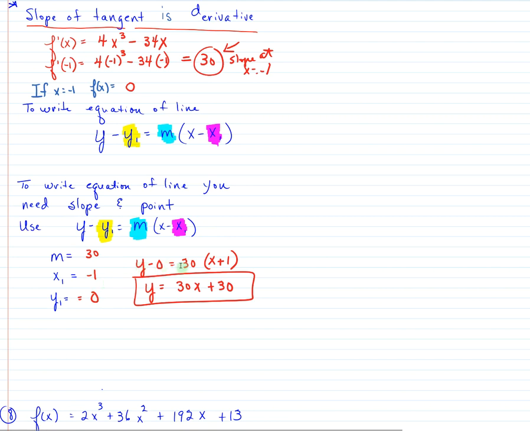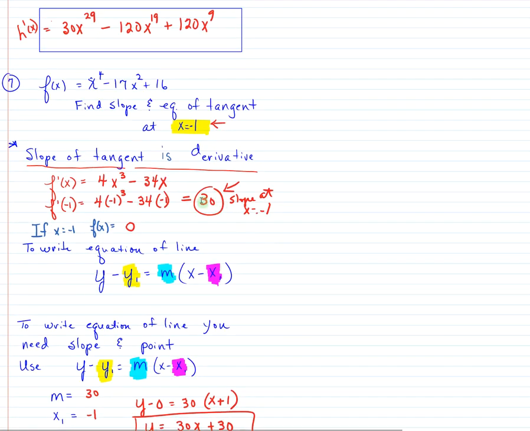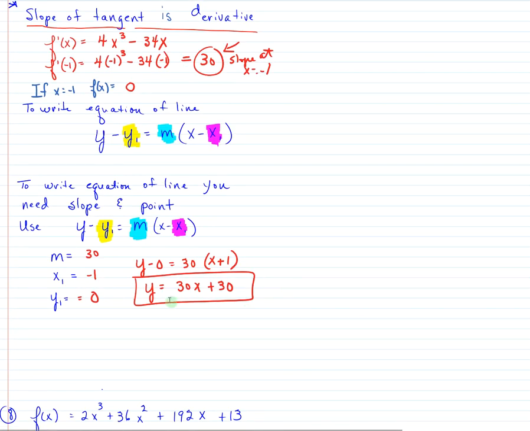y minus 0 equals 30 times x minus a -1. So that becomes x plus 1. Go ahead and distribute. You get y equals 30x plus 30. That's the second part of that question. It wanted to know the slope, and then it wanted to know the equation of the tangent line. So that was the two parts.